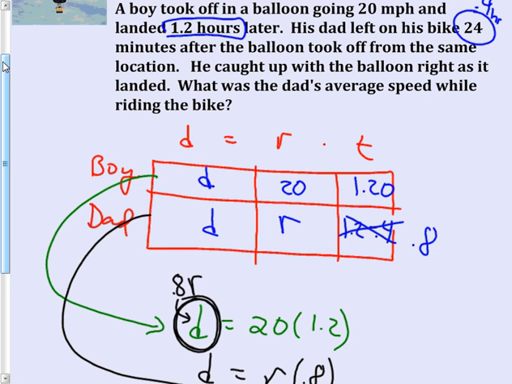Yeah, that seems reasonable. Now, it's kind of fast for a bike, but it's possible. He'd be riding really hard to go that fast. But maybe he's going downhill, good point. Maybe he's just really motivated because he's afraid his son is going to get hurt in the balloon or something, so he's riding really fast. Anyway.